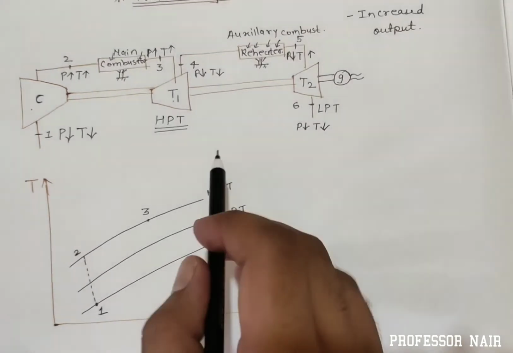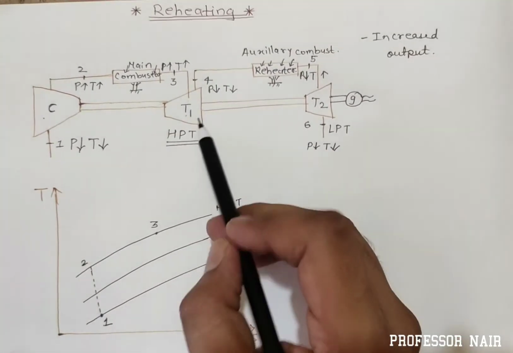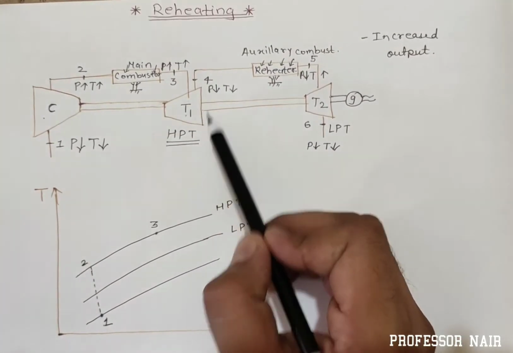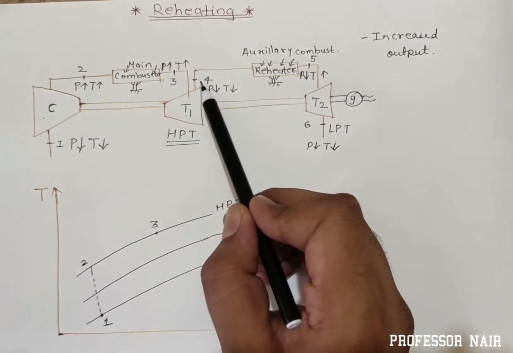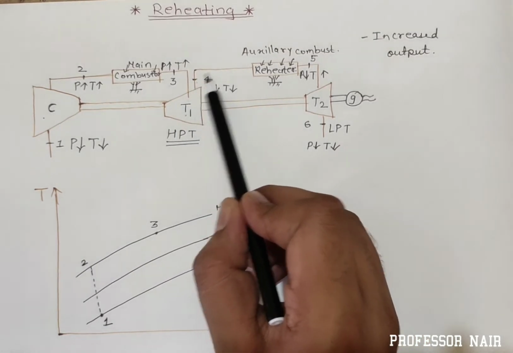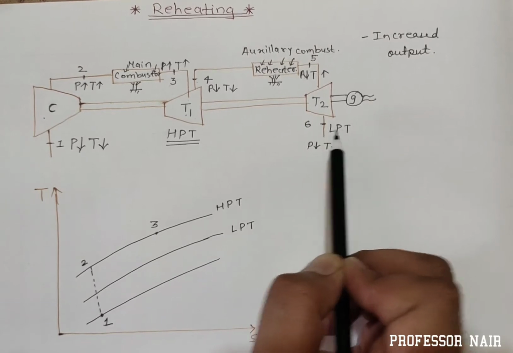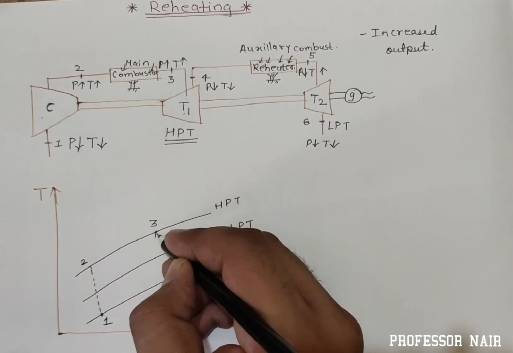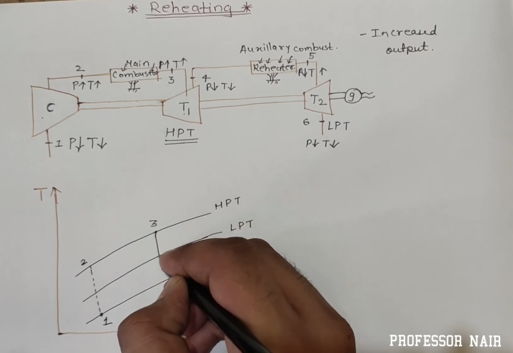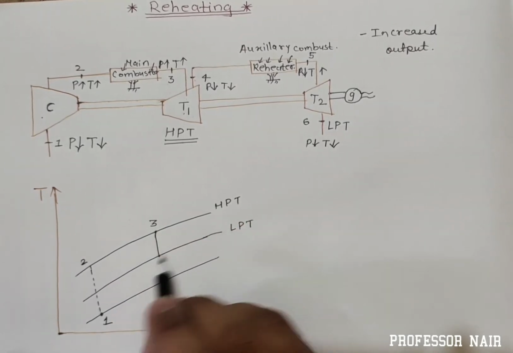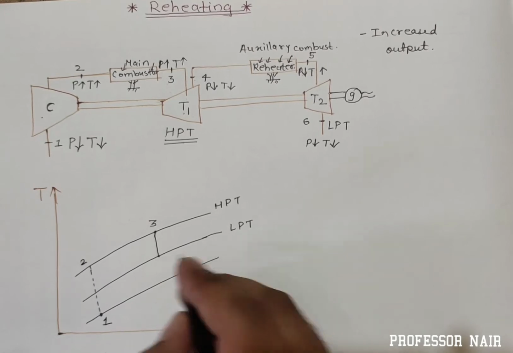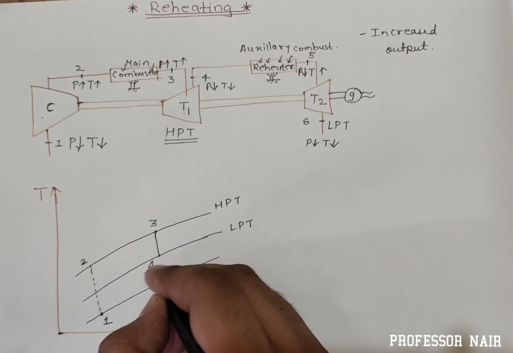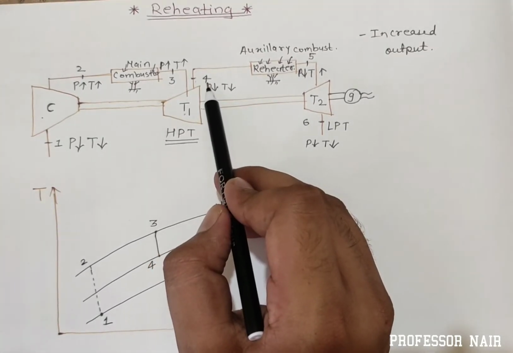Okay, now sorry, the pressure reduces, right? From 3 to 4 pressure reduces, but it has been reduced till which pressure? Low pressure turbine. So I will again draw here a downward line, but meeting which turbine? Low pressure turbine, right? So this would be point 4.